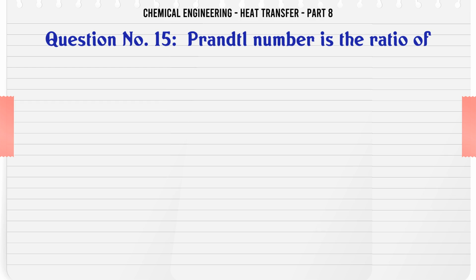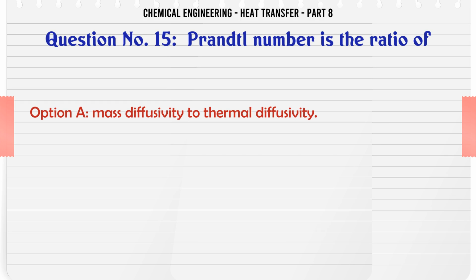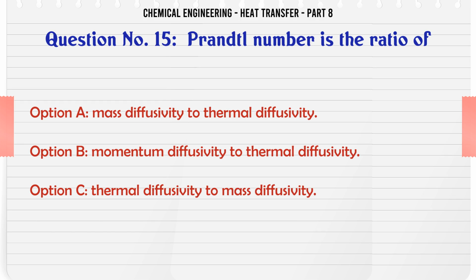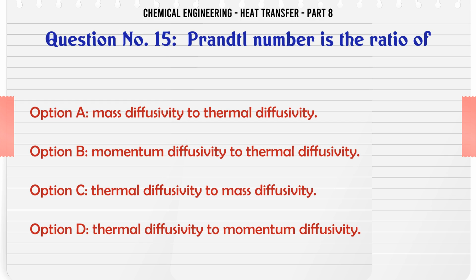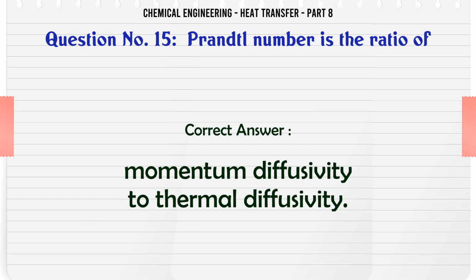Prandtl number is the ratio of A. Mass diffusivity to thermal diffusivity, B. Momentum diffusivity to thermal diffusivity, C. Thermal diffusivity to mass diffusivity, D. Thermal diffusivity to momentum diffusivity. The correct answer is momentum diffusivity to thermal diffusivity.